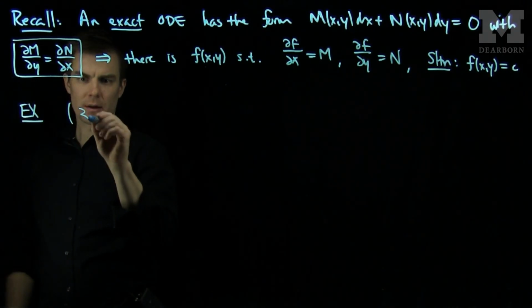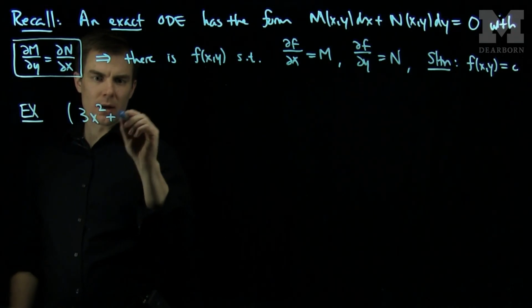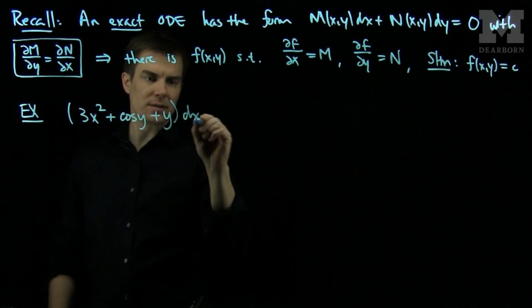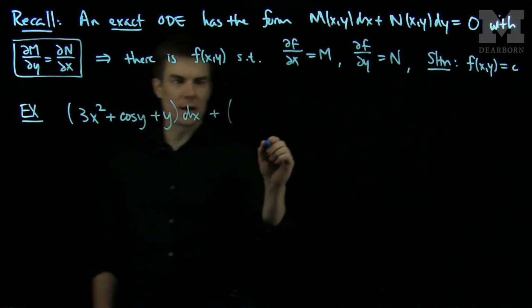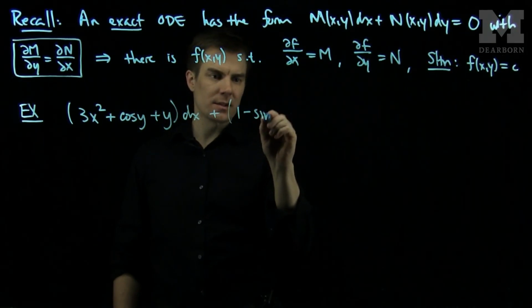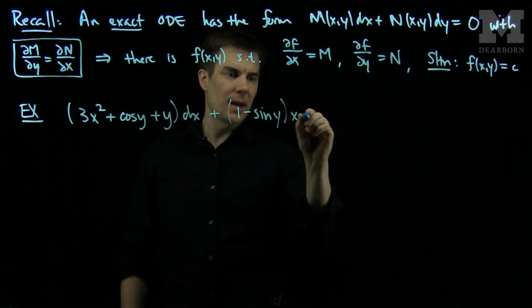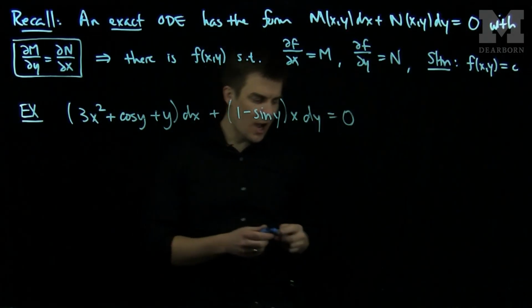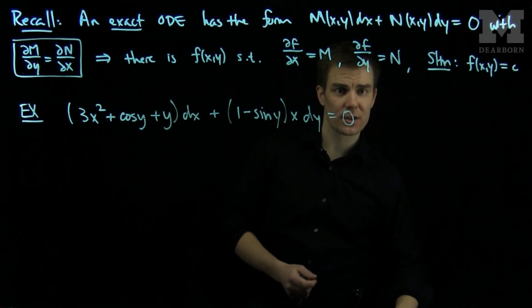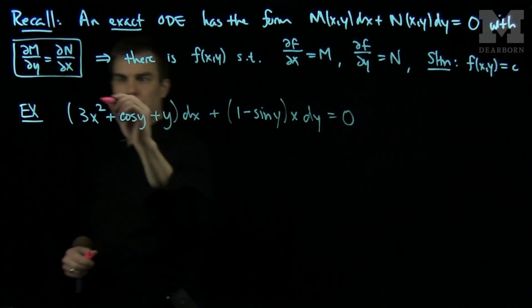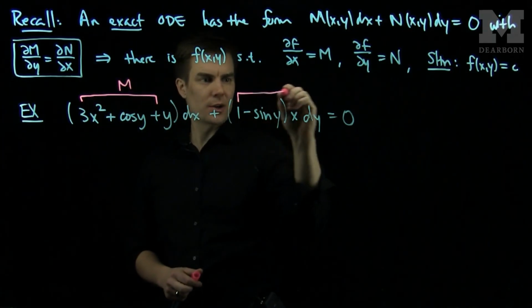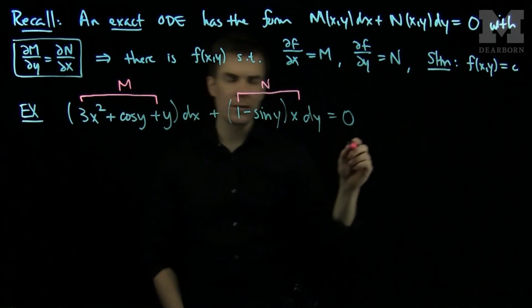Let's consider (3x squared plus cosine y plus y) dx plus (1 minus sine y) times x dy equals 0. So now we check to see if our exactness condition is verified. So this expression over here is my M. This expression over here is my N.